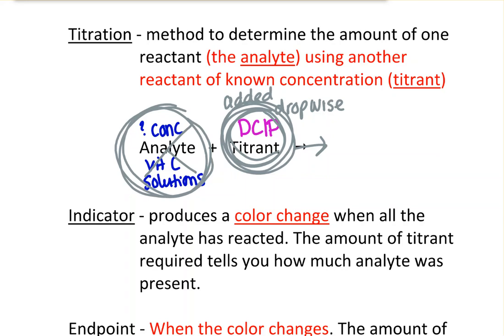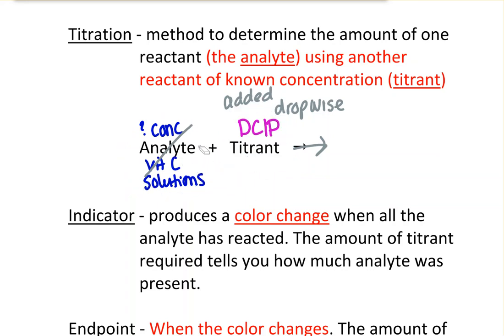Well, how do we know when the vitamin C has all reacted? How do we know when this reaction has stopped because all the vitamin C is gone? Well, we use something called an indicator. An indicator is something that causes a color change when all of the analyte is gone. So we'll be adding the DCIP dropwise until we get a color change, and at that point we can look at how much DCIP it took and figure out how much of our vitamin C was there.